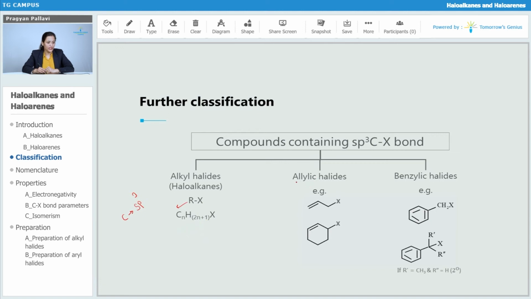Then we have allylic halides, where the halogen is attached to a carbon called the alpha carbon, which is directly attached to the ethene group or alkene group. Such halides are called allylic halides. In benzylic halides, we have the halogen attached to a CH2 group, and the CH2 is attached to the arene group, and such halides are known as benzylic halides.